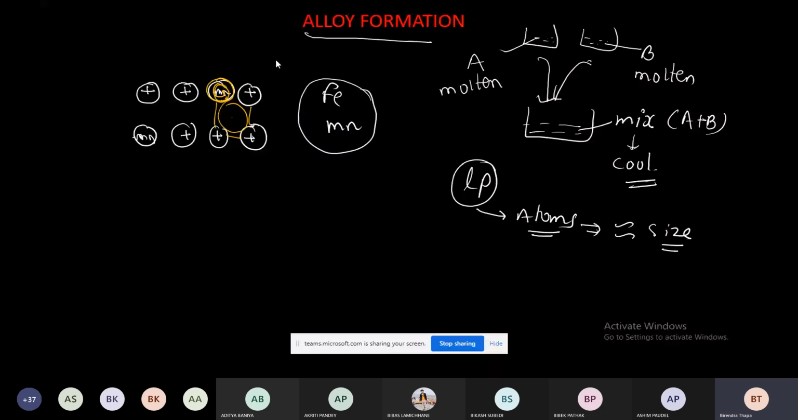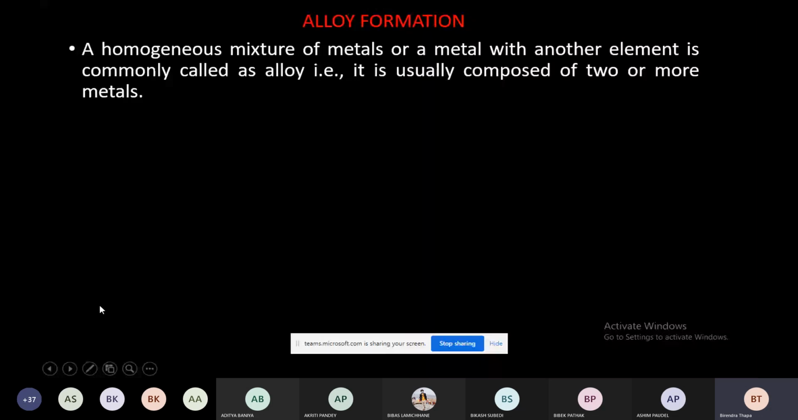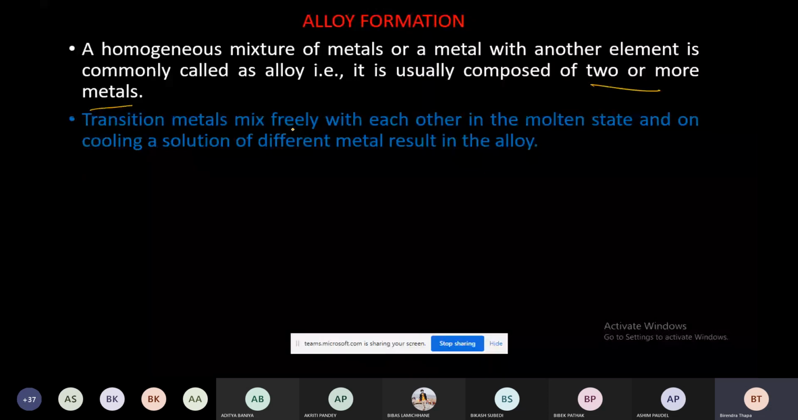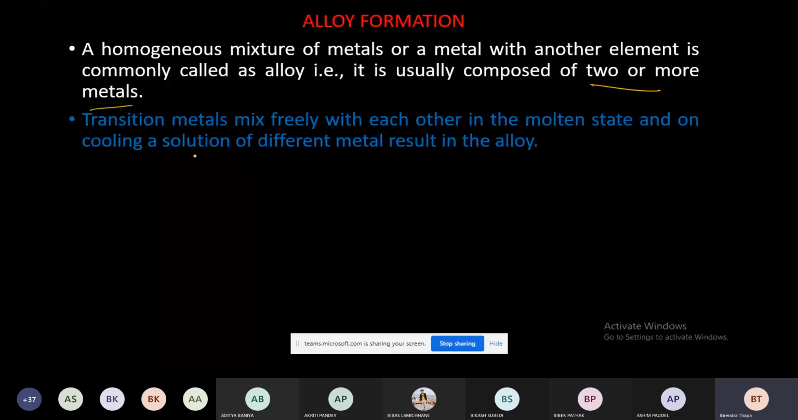Alloy means a homogeneous mixture of a metal with another metal or element. It is usually composed of two or more metals. Transition metals mix freely with each other in the molten state, and on cooling, the solution of different metals results in the alloy. First, molten metals are mixed together and then allowed to cool. Then alloys are formed.